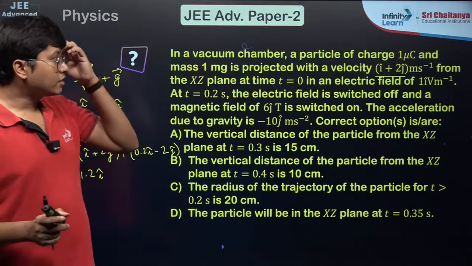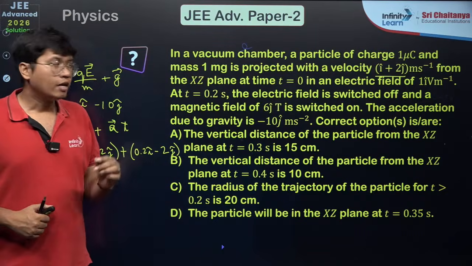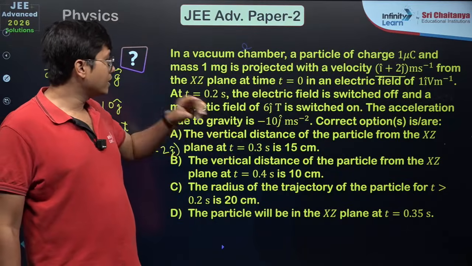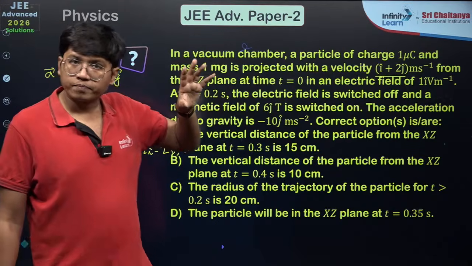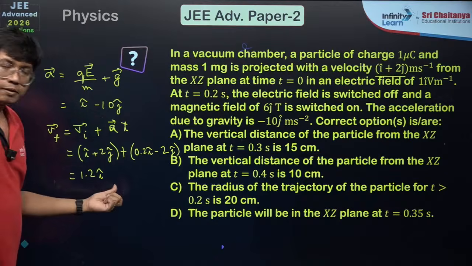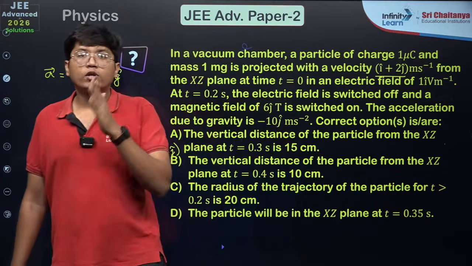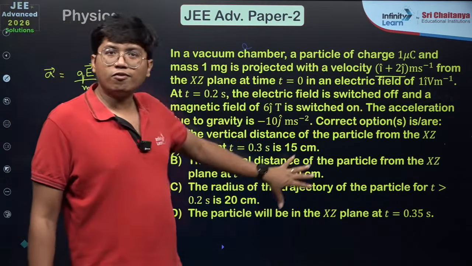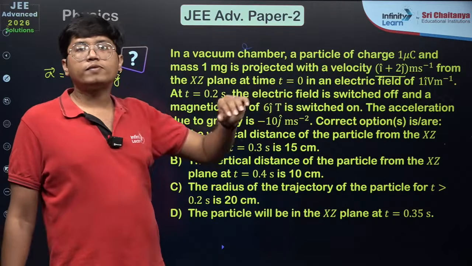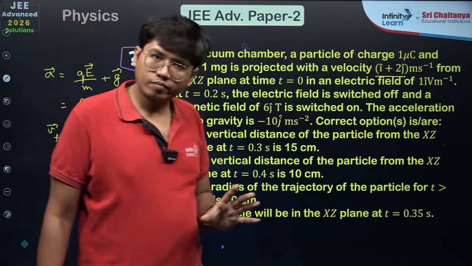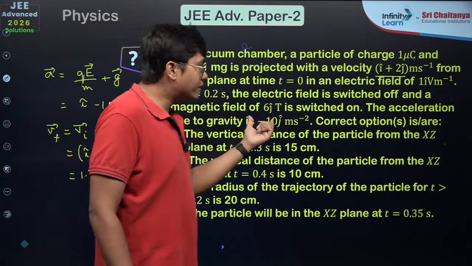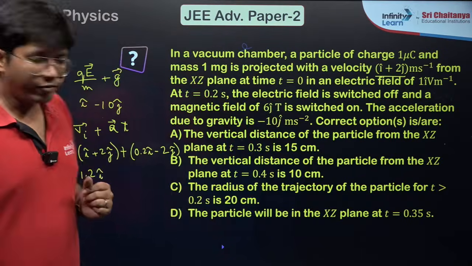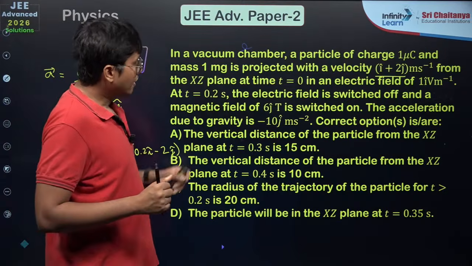Now at the end of 0.2 seconds, you turn it off. You turn off the electric field. Once you turn off the electric field, you now also turn on the magnetic field. Magnetic field you see is directed in the j cap direction. Now if the velocity is in the I cap and the magnetic field is in the j cap, the force it applies is in the k cap direction, right? Since most of these are dealing with the y coordinate, I know the magnetic force will have no impact on the y coordinate. Got it? But gravity will still have an impact on the y coordinate because you have the j cap component over there.